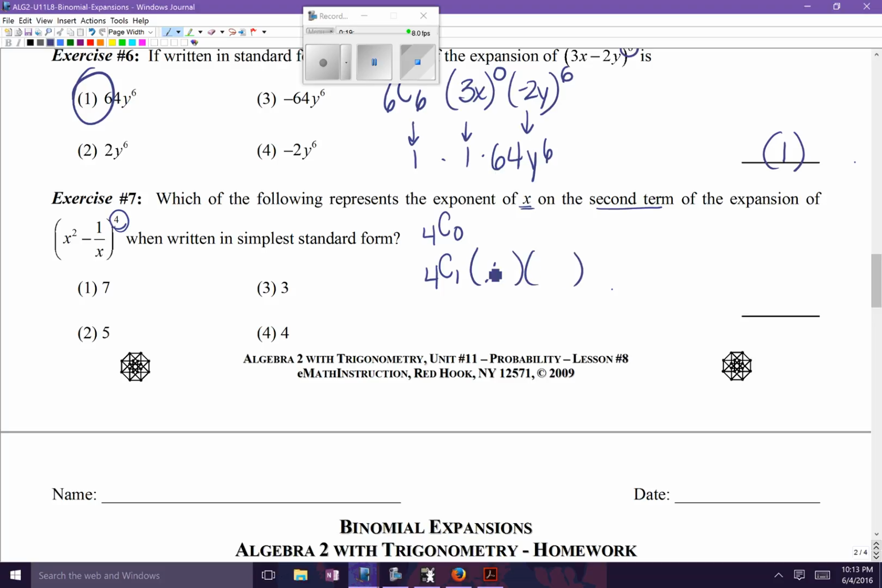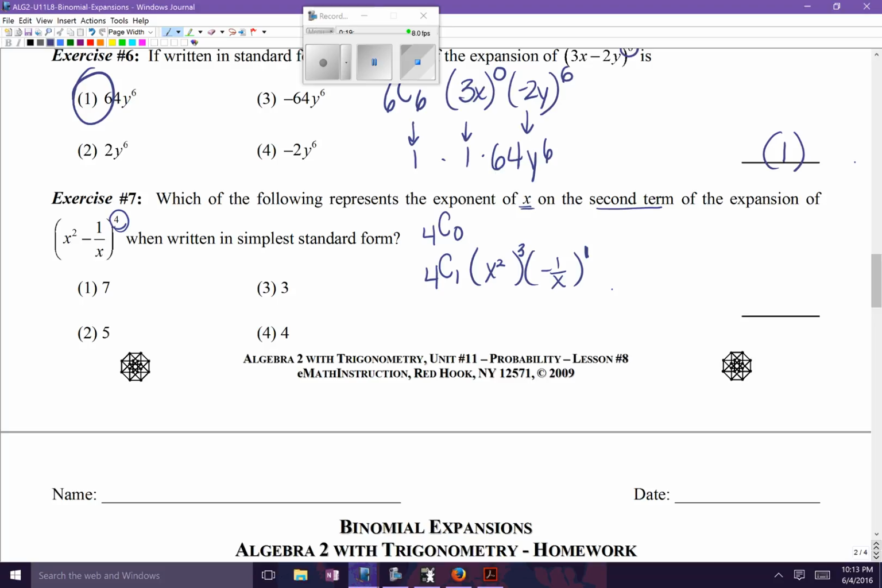So I have x squared. I have negative 1 over x. If you remember, this value of 1 goes here. So 1 plus 3 has a value of 4. Remember, your exponents always have to total 4, or whatever exponent it's being raised to. So let's see.